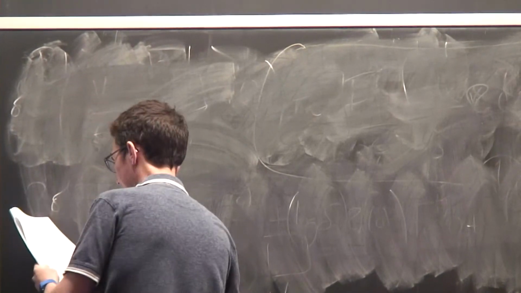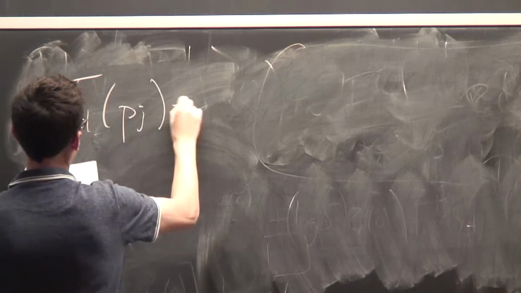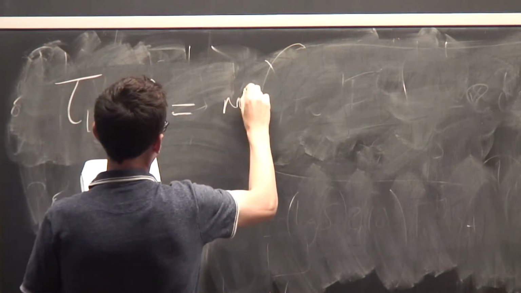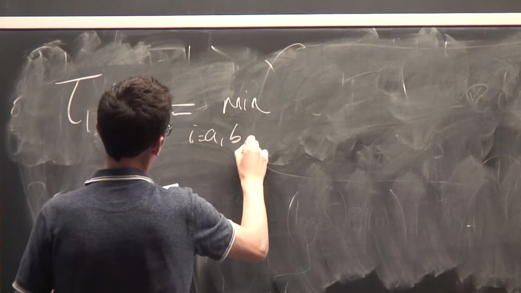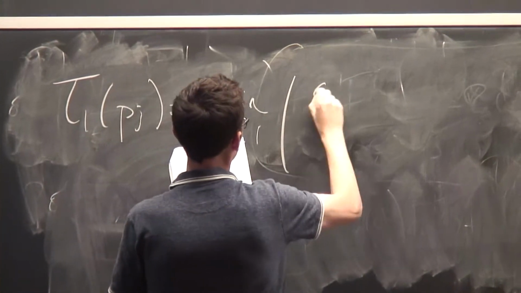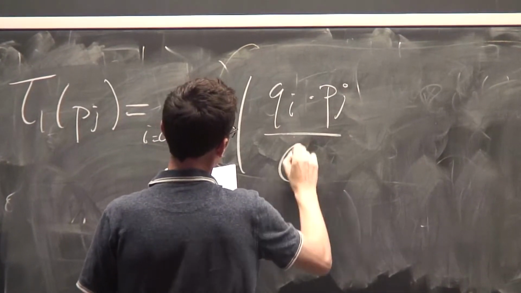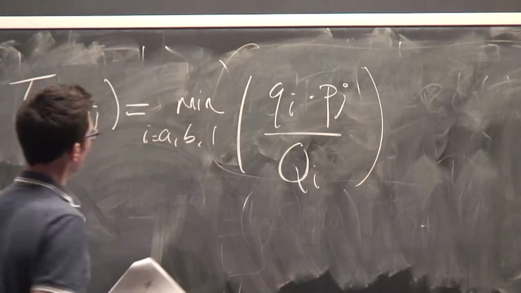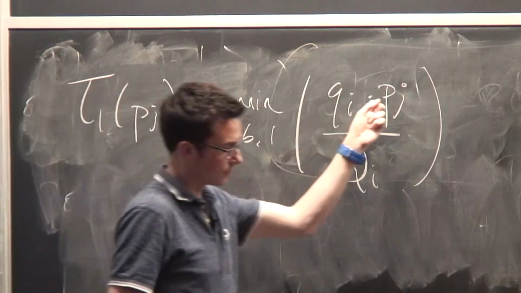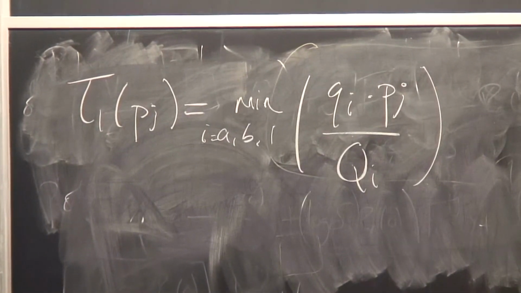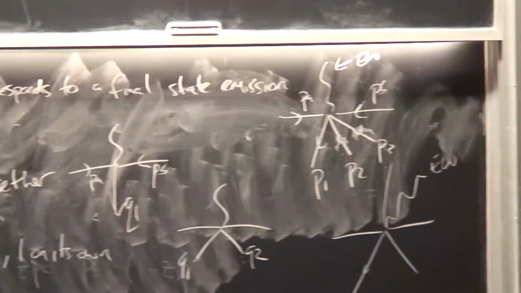So what is one jettiness? Okay, so the jettiness of a single parton is defined as the minimum over i equal to A, B, and 1 of Qi dot Pj divided by Qi. Loads of stuff to define in this equation here. So Pj is one of our final state partons. So we choose one between P1, P2, or P3. Right? So that's something which is done at the partonic level.